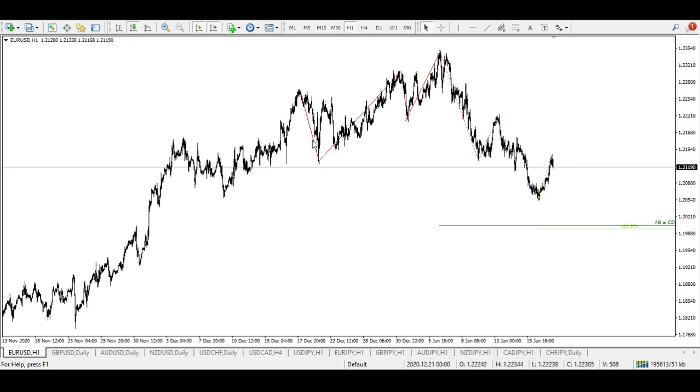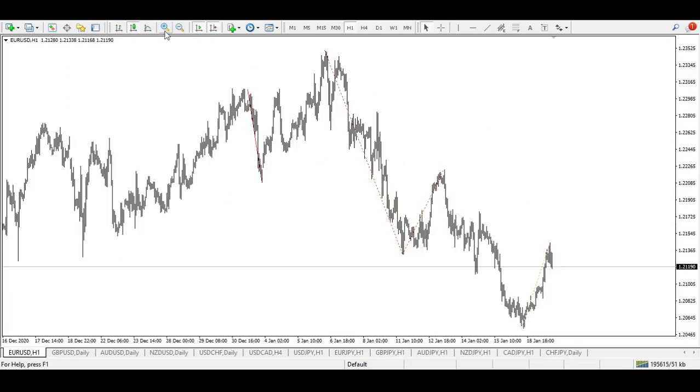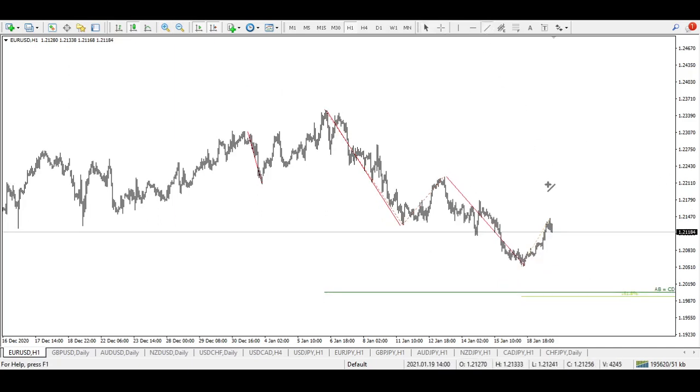Another thing is the development of a 3 drive, and there is a huge chance that this 3 drive is going to be completed, where this is the first drive, this is the second drive, and this is going to be the final and third drive. If we calculate the length of the last drive as per the calculation method of the 3 drive, then we should look at the retracement, because every drive in a 3 drive pattern is either a 127.2% or 161.8% extension of its previous retracement.